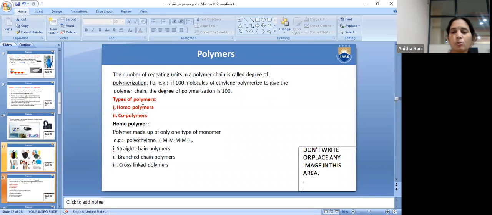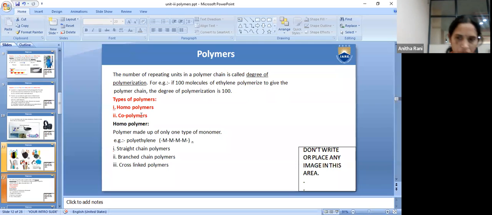Types of polymers are two types: homopolymers and copolymers. Homopolymers means we take the same type of monomers. Copolymers means we take different monomers. Polymers made up of only one type of monomer, for example polyethylene, are homopolymers.